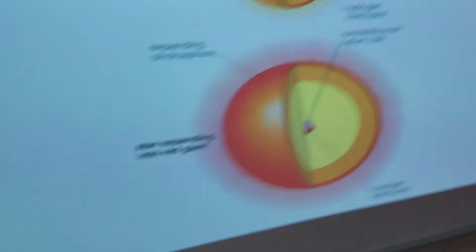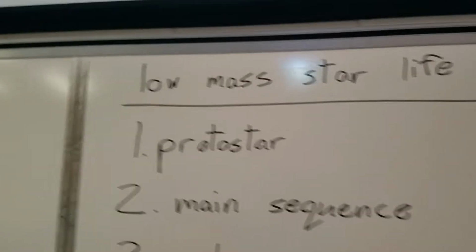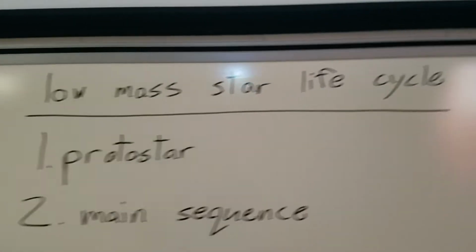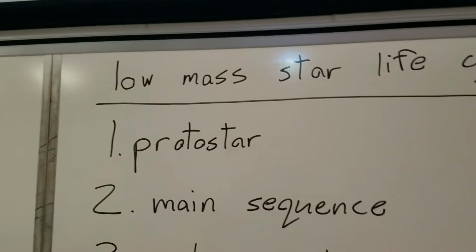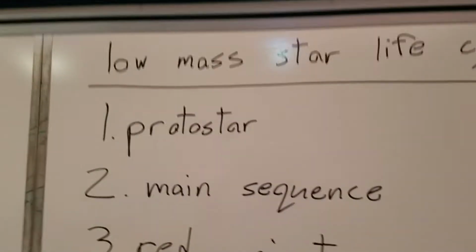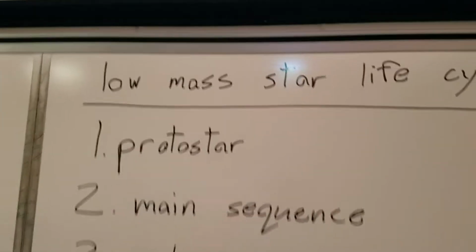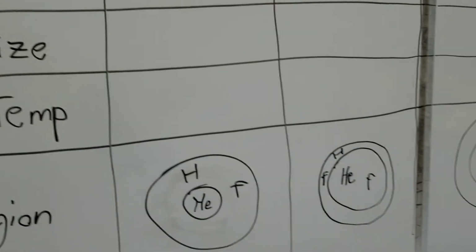All right, now, as a reminder, we don't need to do the first 2 stages again because the low mass star life cycle starts with the protostar and main sequence stages, just like every other star. The only difference is because these low mass stars are higher mass than the red dwarfs, those stages take less time than the red dwarfs took to do them.